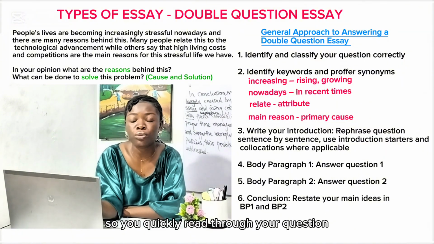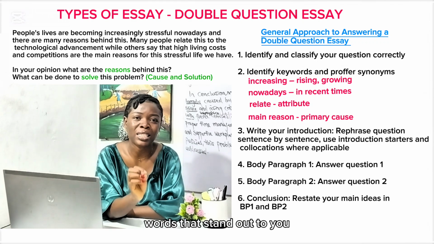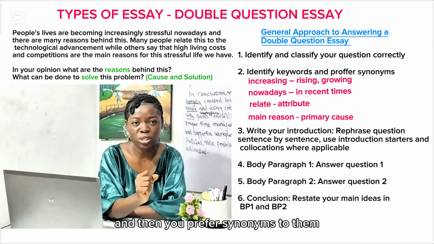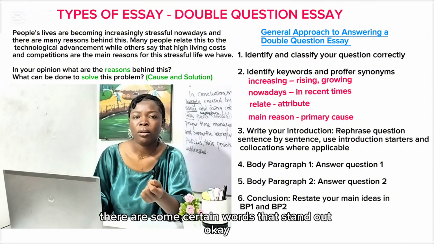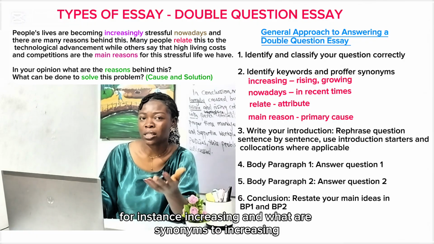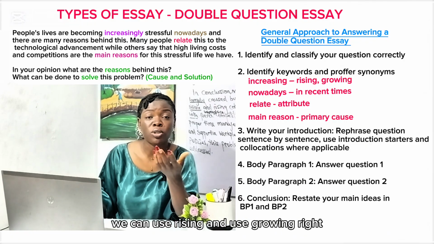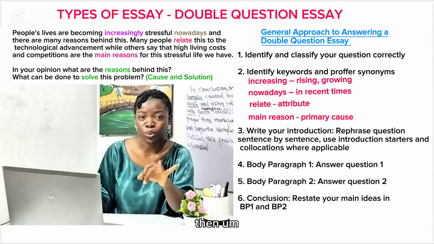So you quickly read through your question, and then you identify keywords, words that stand out to you, and then you prefer synonyms to them. Reading through this, there are certain words that stand out, for instance, increasing. And what are synonyms to increasing? We can use rising and growing, right?